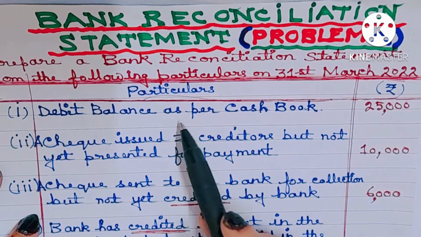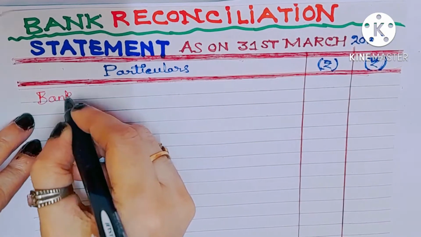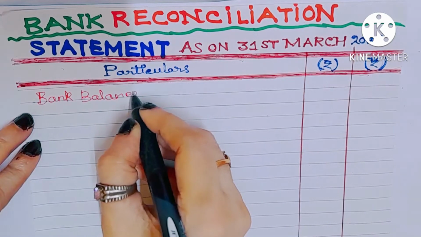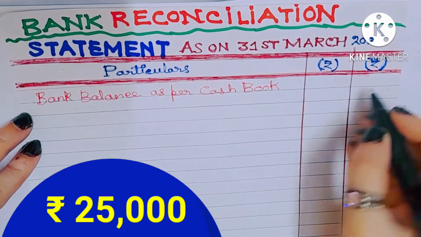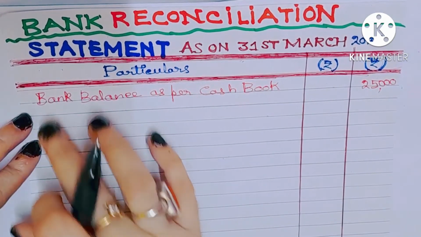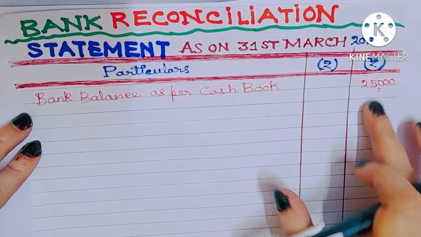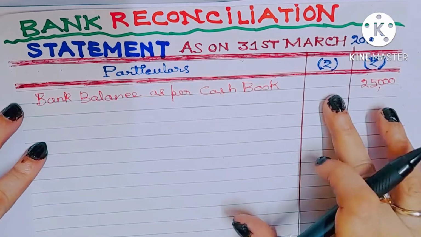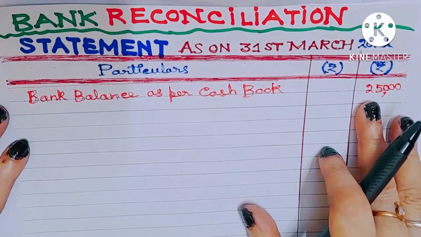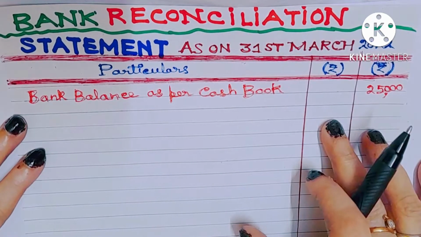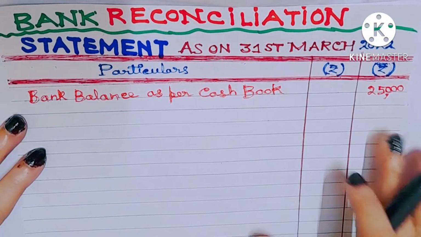This is a favorable balance. Debit balance as per cash book means favorable balance as per cash book. So let's write. Bank balance as per cash book. How much? 25,000. Please remember, you can write this as debit balance as per cash book or bank balance as per cash book. Both are correct. And always write the amount in the outer column or the second column. Please remember, the first column is known as inner column and the second column is known as outer column, and the amount will be written in the outer column. All the adjustments, that is add or less, are done in the first column or in the inner column, and the total amount is written in the outer column or in the second column.